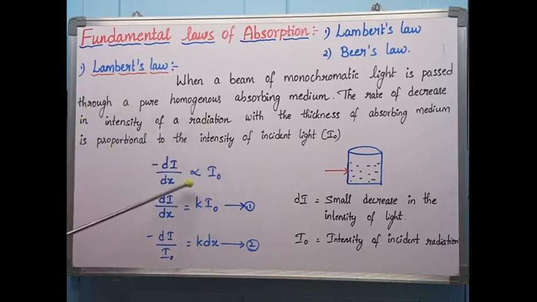Next, I remove the proportionality symbol and introduce the absorption coefficient, K, a constant value, the proportionality constant. So I got equation 1. In the next step, I bring I naught to this side and dx to the other side. So minus dI by I naught is equal to k dx. This is the second equation.